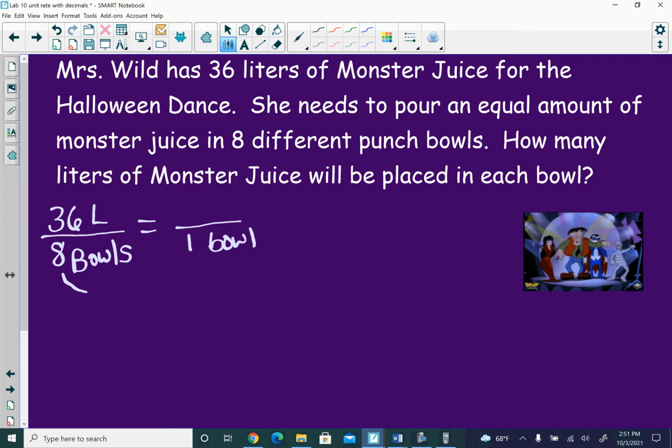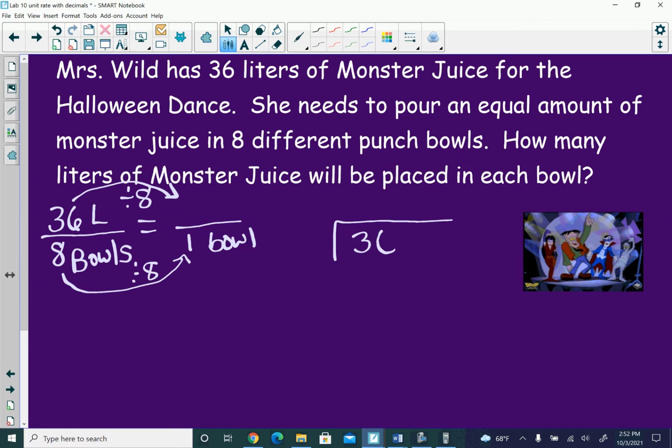So, well, I know 8 divided by 8 will give me 1. So I have to take 36 and divide by 8. And some of you might be thinking, well, there isn't a whole number times 8 that'll make 36, right? 8 times 4 is 32. 8 times 5 is 40. So some number in between 4 and 5. You're correct. I'm going to divide, and I have 36 liters total to break into 8 equal sized groups.